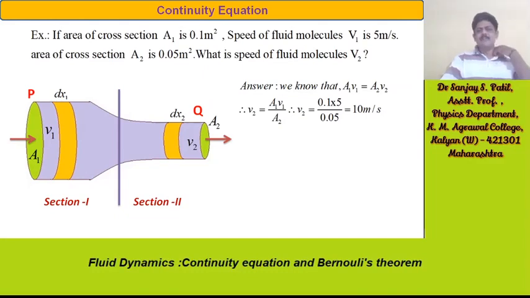Suppose one problem is there. Suppose area of cross section A1 is 0.1 meter square, speed of fluid molecules V1 is 5 meter per second, area of cross section A2 is 0.05 meter square. So what is the speed of fluid molecules V2 at the end Q? So answer, we know that A1 V1 is equal to A2 V2, and therefore V2 is equal to A1 V1 divided by A2. Therefore V2 is equal to 0.1 into 5 divided by 0.05 is equal to 10 meter per second. So this is about the problem which is given to you in continuity equation.